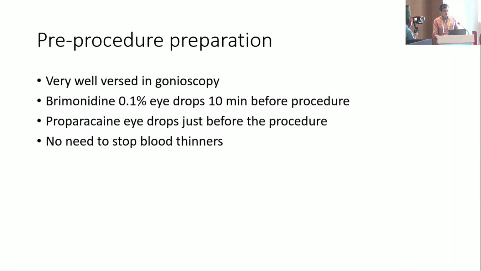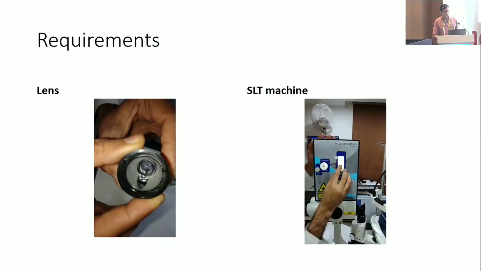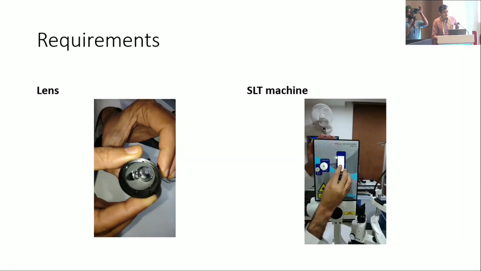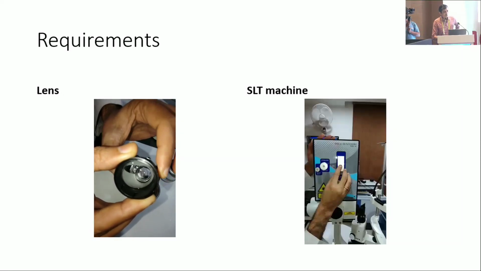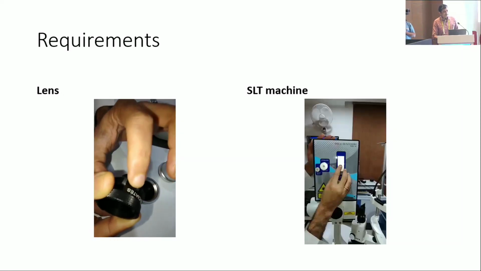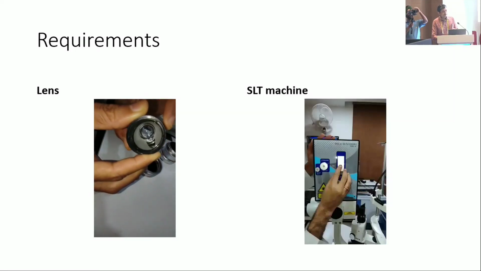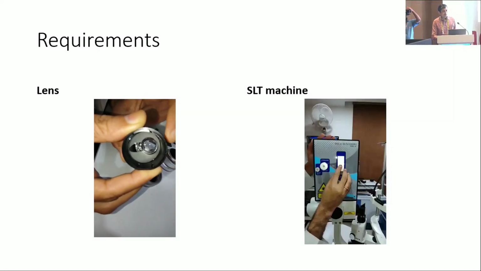There is hardly any preparation required for this. Just instill 1 drop of brimonidine and 1 drop of proparacaine before the procedure. There is no need to stop blood thinners before the procedure. This shows the lens, our Latina view lens, which we use for SLT, and it very nicely rotates for 360 degrees. So it's very easy to do.